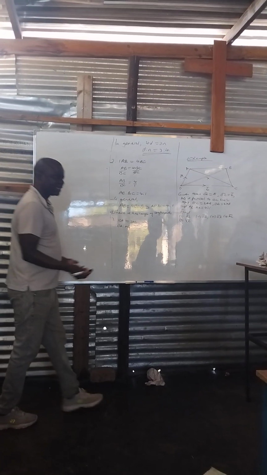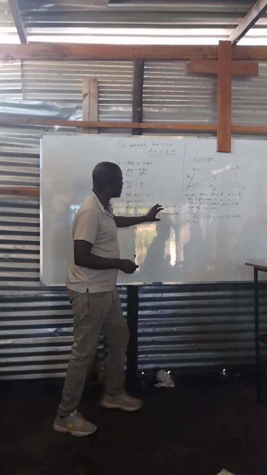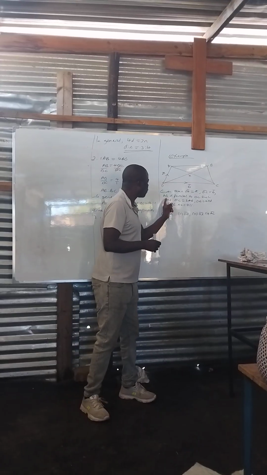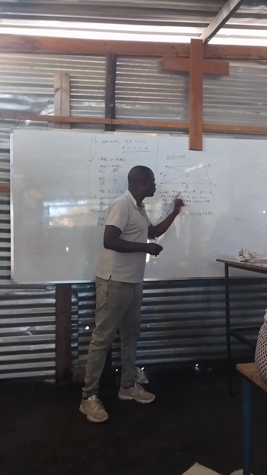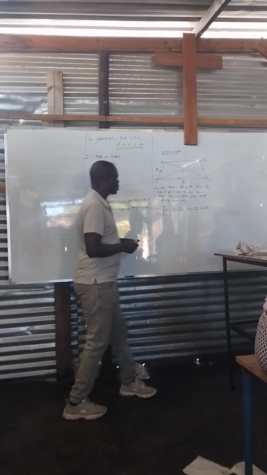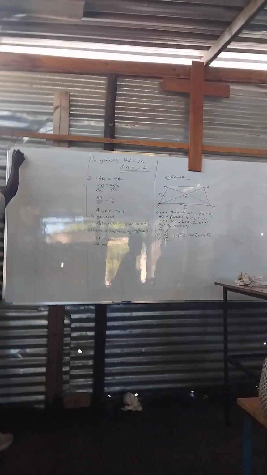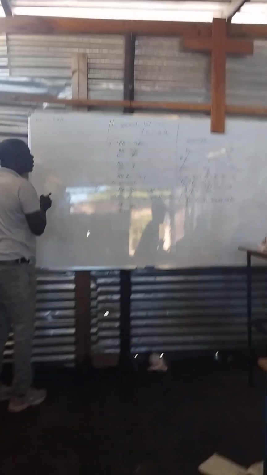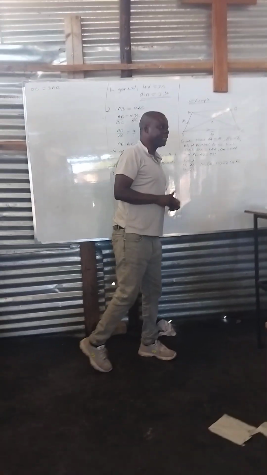Before the answer, try to work out these ratios. We would simplify first. So which means now OC is equal to 3AB.